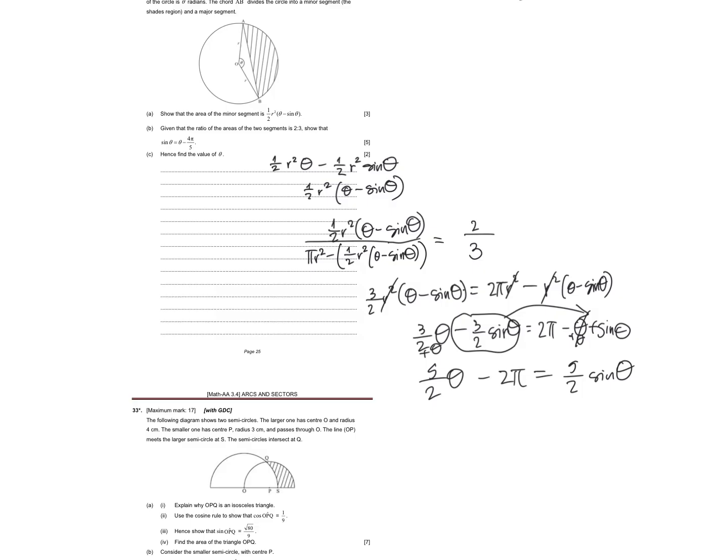So if I multiply by 2, I'm going to have 5 theta minus 4 pi equals 5 sine theta. And then they want to divide by 5. So theta minus 4 over 5 pi equals sine theta. So that is what they wanted, hence find the value, use and solve. So make sure you're in radians, I keep forgetting. So it's 2.82.